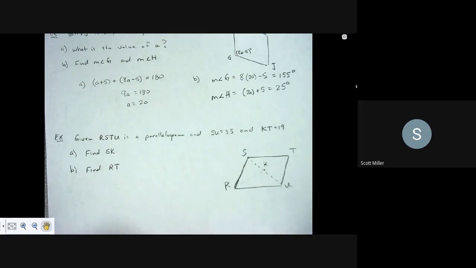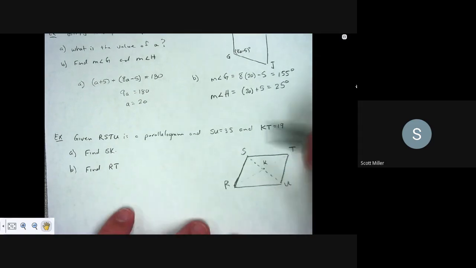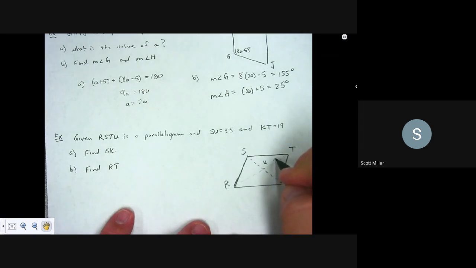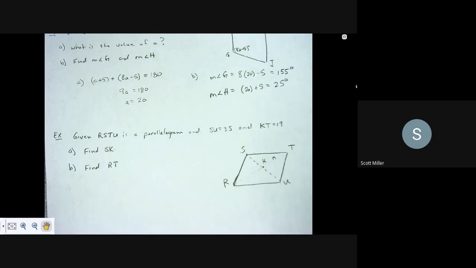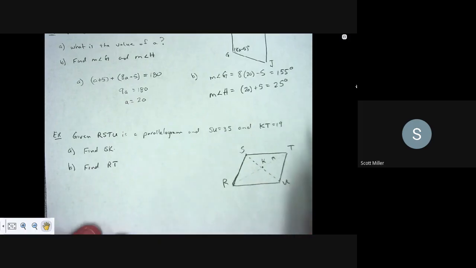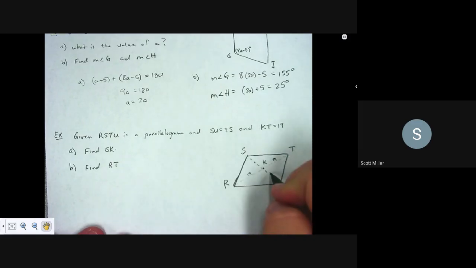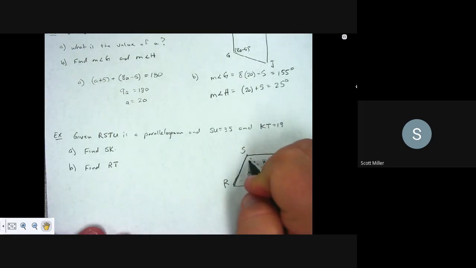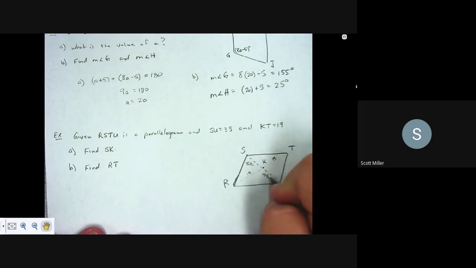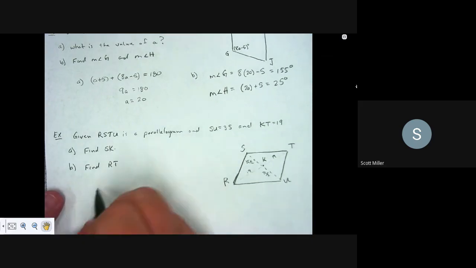So I know the whole diagonal here is 35. I know this is 19. And what do we know about the diagonals of a parallelogram? We know that they bisect each other. So even though I'm going a little bit out of order, if that's 19, I know that's 19. If this is 35, then this distance from here to here is half of that, so 35 divided by 2, because the diagonals bisect each other. With that information, I can figure out these answers.